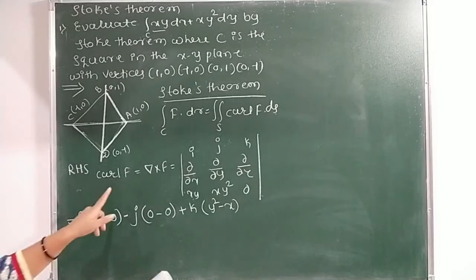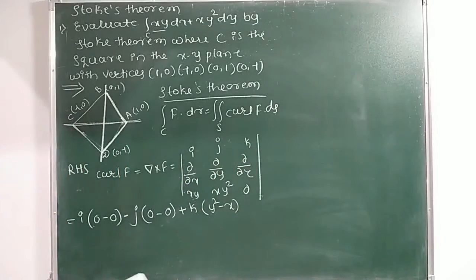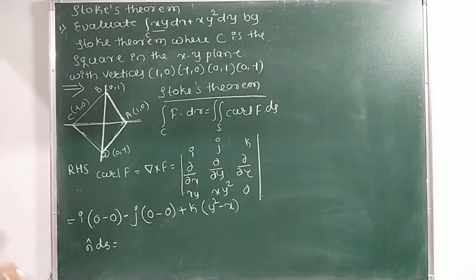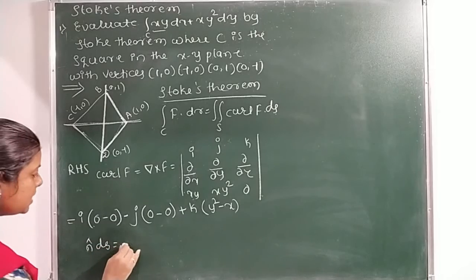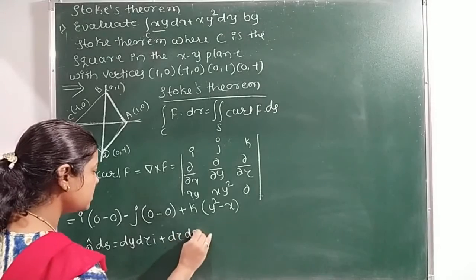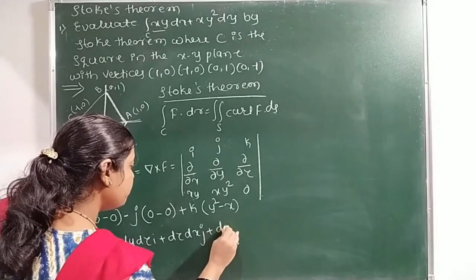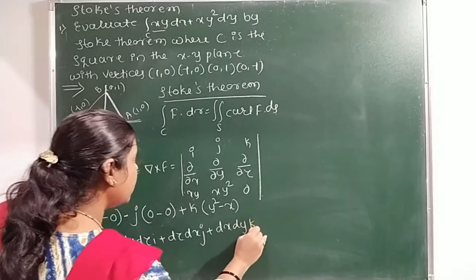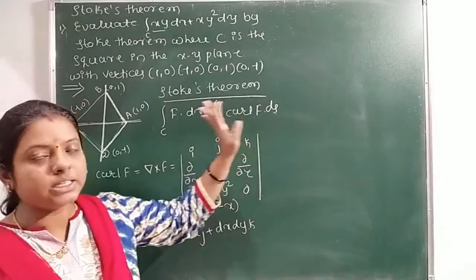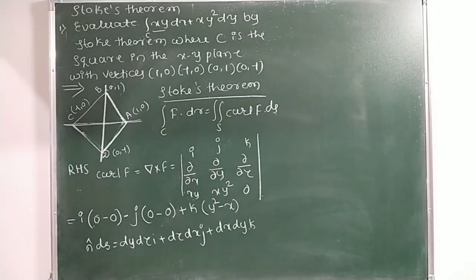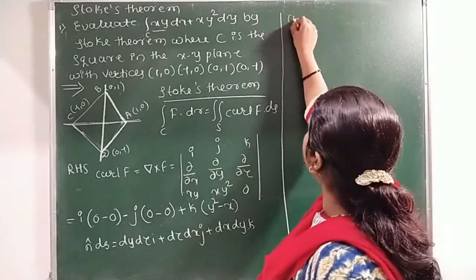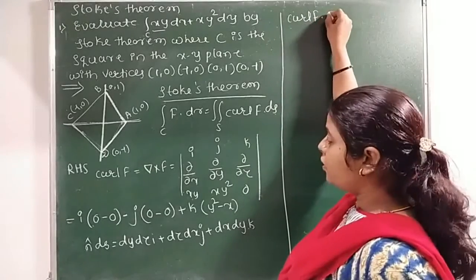Now after that we have to apply the dot product with this term. That dot product we already studied in Green's theorem. n cap dS is nothing but dy dz i plus dz dx j plus dx dy k. Here, instead of the written dS, that is nothing but the unit normal vector times dS.